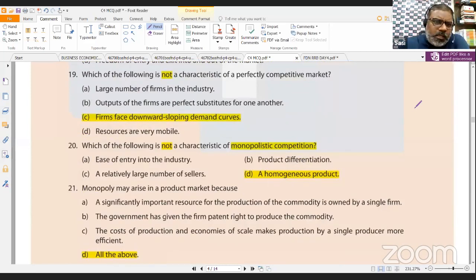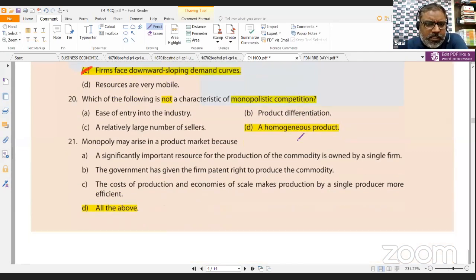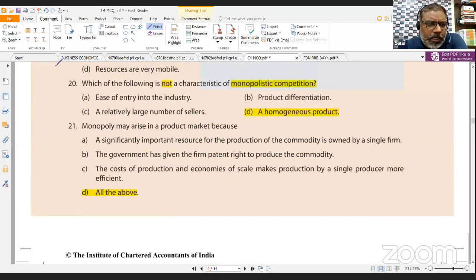Question number 19 asks, which of the following is not a characteristic of a perfectly competitive market? Once again, the same question actually. Firms face downward sloping demand curves. No, no, no. Firms do not face downward sloping demand curves. In a perfectly competitive market, they will have a horizontal demand curve. C is not a characteristic of a perfectly competitive market. Hence, that is the correct answer. That is question number 19. Answer C. Question number 20.